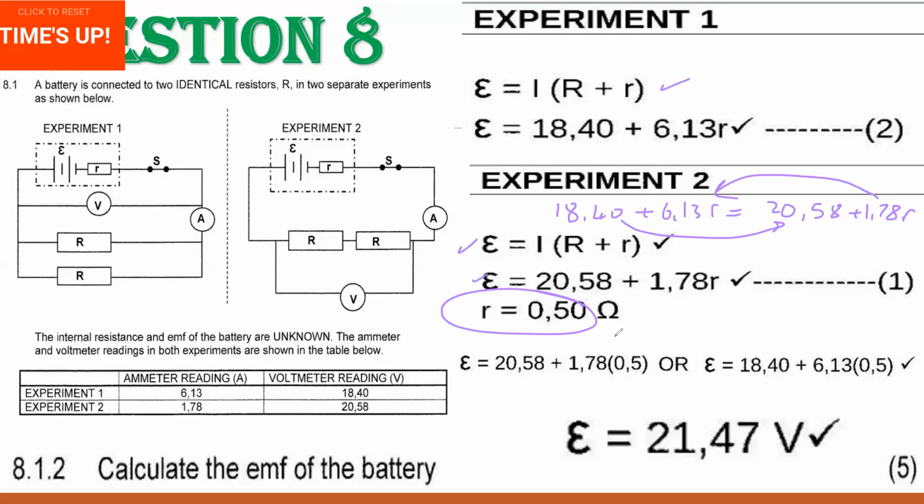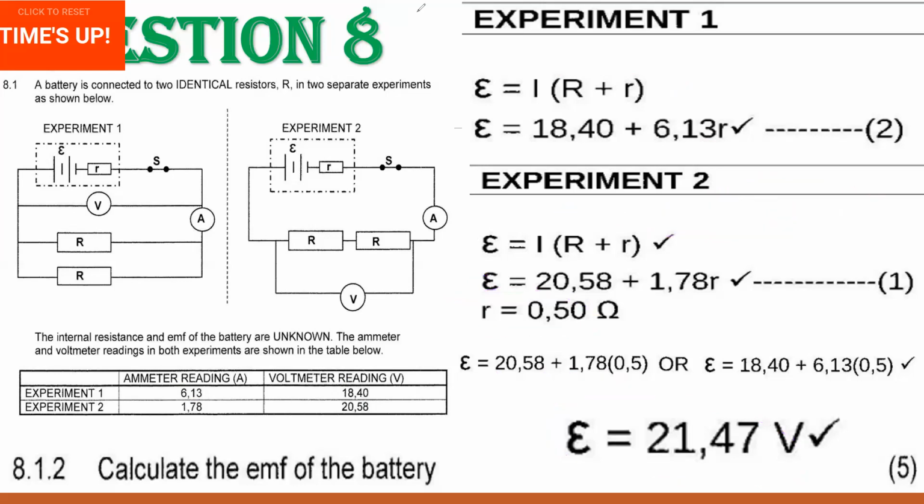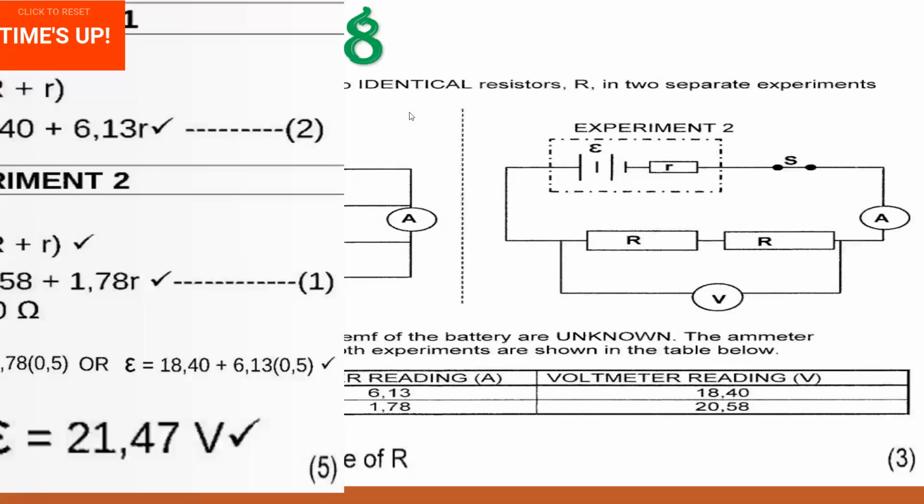So using this one, you can get the EMF. So using the second one, 20.58, current times 0.5, and then you get the EMF. All right, using this way for this question, using internal resistance, external resistance and the EMF formula. Okay, we have done. Let's continue with the next one.